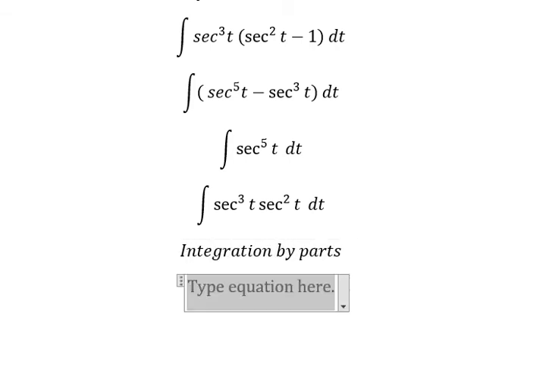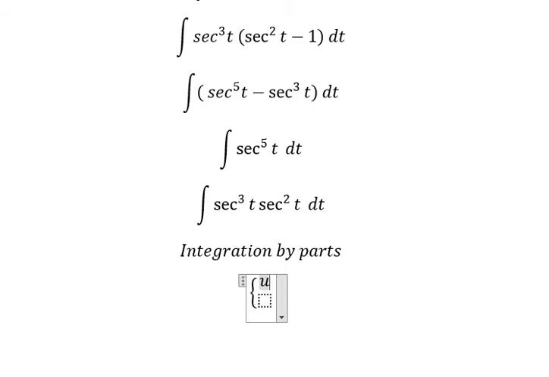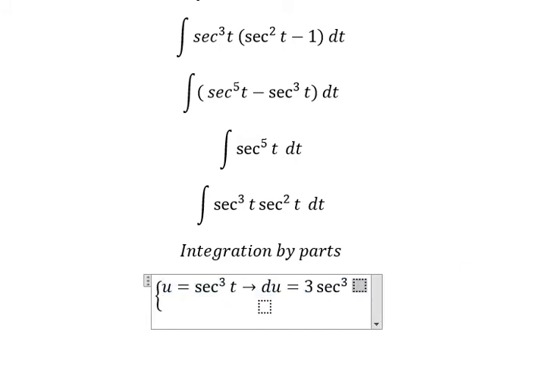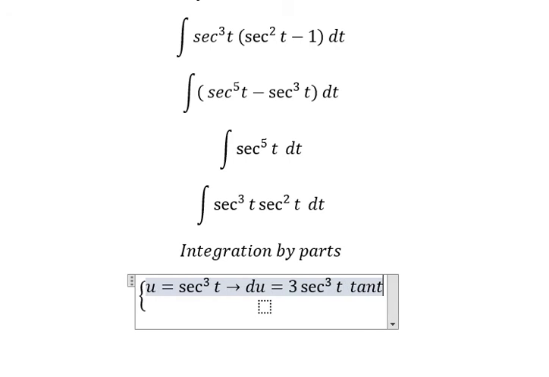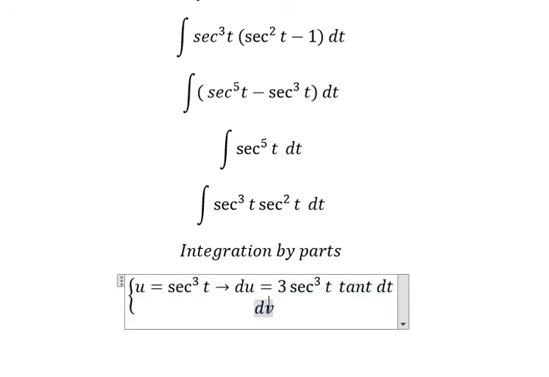So I will put u equals secant of t to the power of 3. If we first take the derivative of both sides, you get du equal to 3 secant of t to the power of 3 multiplied by tan t dt. Next, dv, we have secant of t squared dt. The integration of this one, you get v equals tan t.